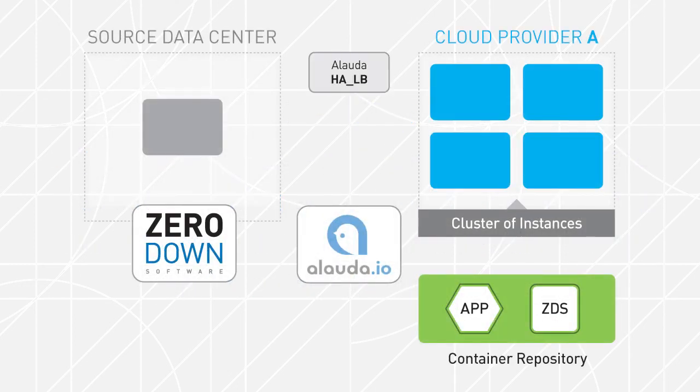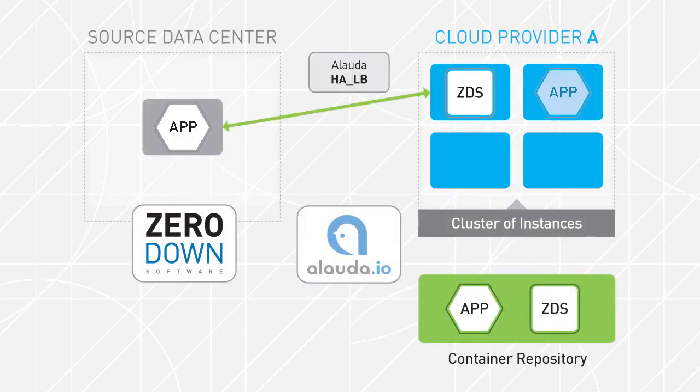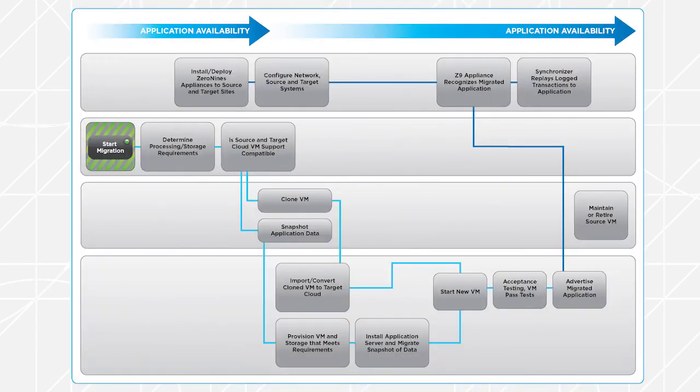We'll use Alauda to orchestrate and deploy our ZeroDown software into a cluster of instances within the Azure environment. During this process, we allow users to continue using the application during the migration process. No downtime whatsoever. Once the application has been migrated, ZeroDown software will replay the transactions that had occurred during the migration process. When all the transactions have been processed, the application is successfully migrated into the cloud. Let's start by sharing the ZeroDown migration methodology.